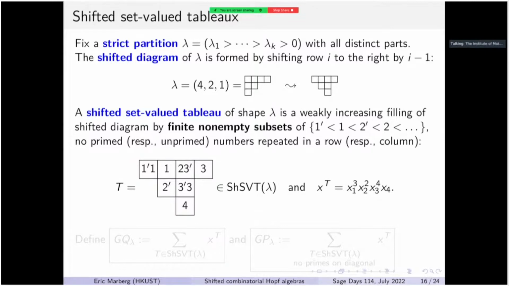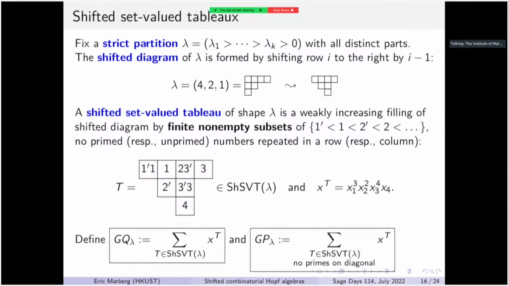The way the weight of this is computed is we count the number of 1s and 1 primes, and that is the exponent of x1. So there's a 1 prime, there's a 1, there's a 1, so you have x1 to the 3rd power, and then you have x2 squared because there's a 2 prime here and a 2, and so forth.